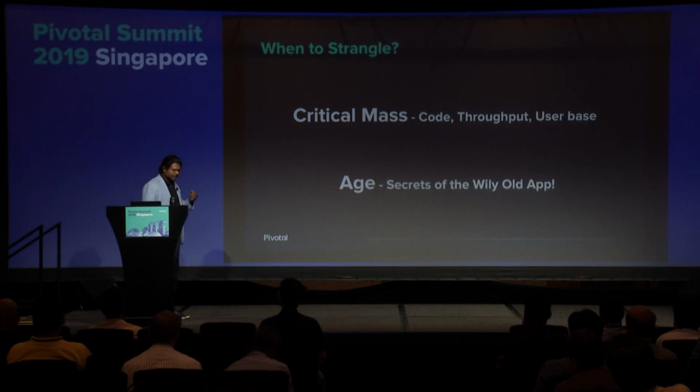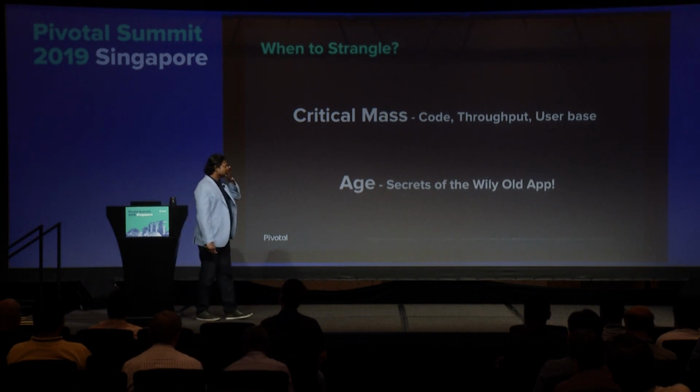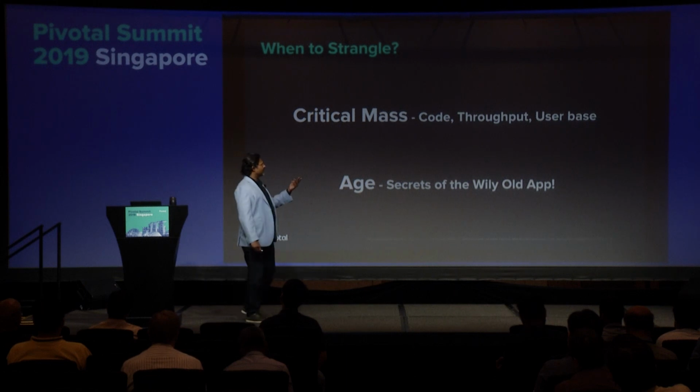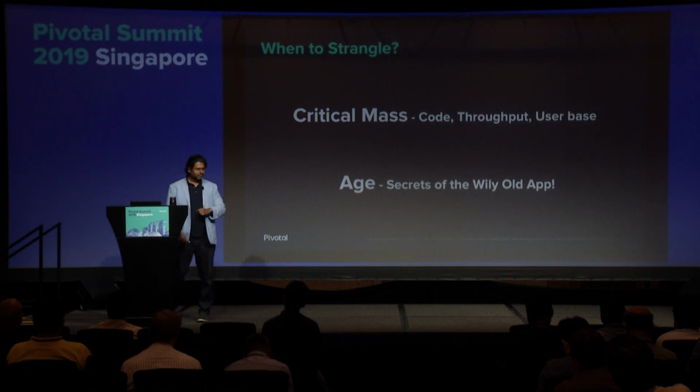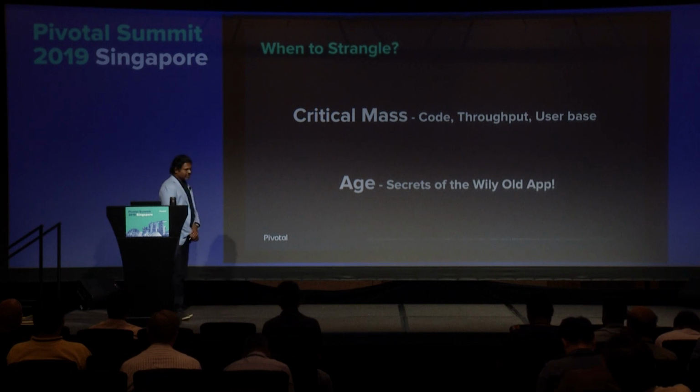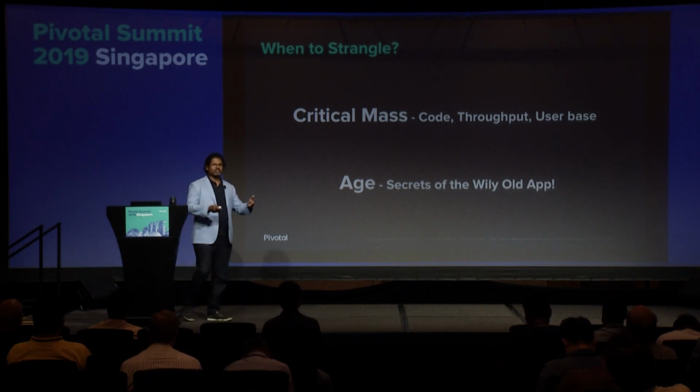How do we go about it? Right. Fine, we've selected an application. We've decided that we need to strangle. How exactly can we do it in that risk mitigated fashion, especially if documentation is not good?